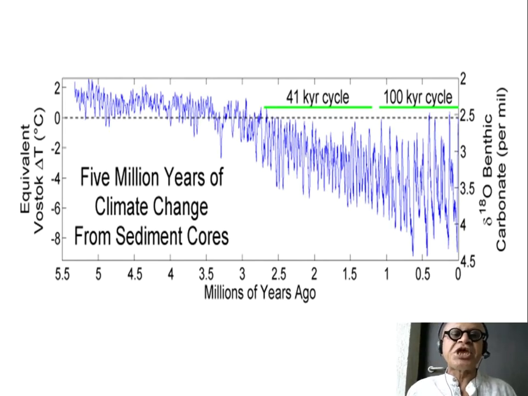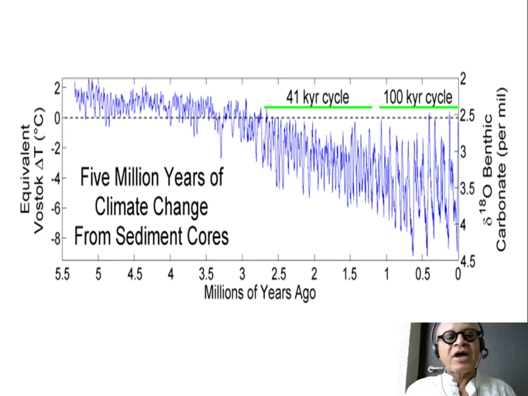Okay, so let's zoom into the last few million years and look at this equivalent temperature change again with respect to a baseline. So you can see here that again we show the benthic delta O18, which I will explain in a little bit. It's just a measure of change in glacier volume or ocean temperature. Okay, we'll see how that works.